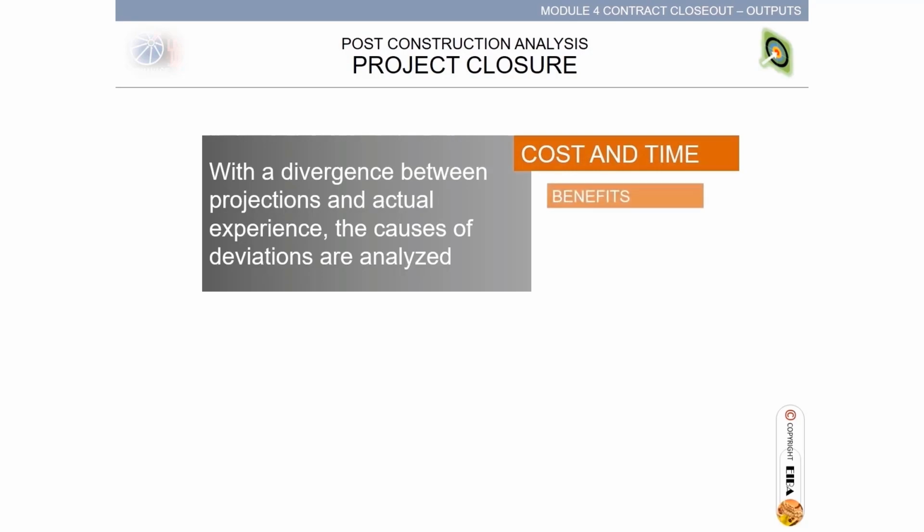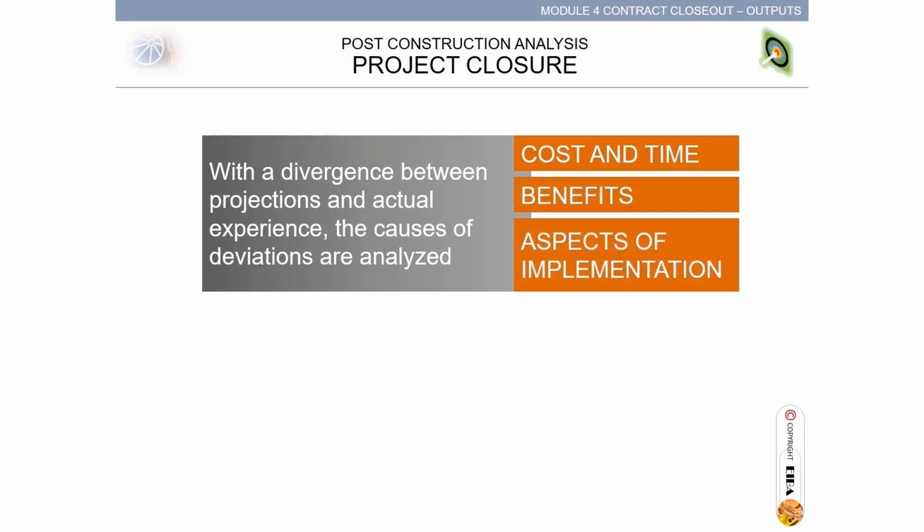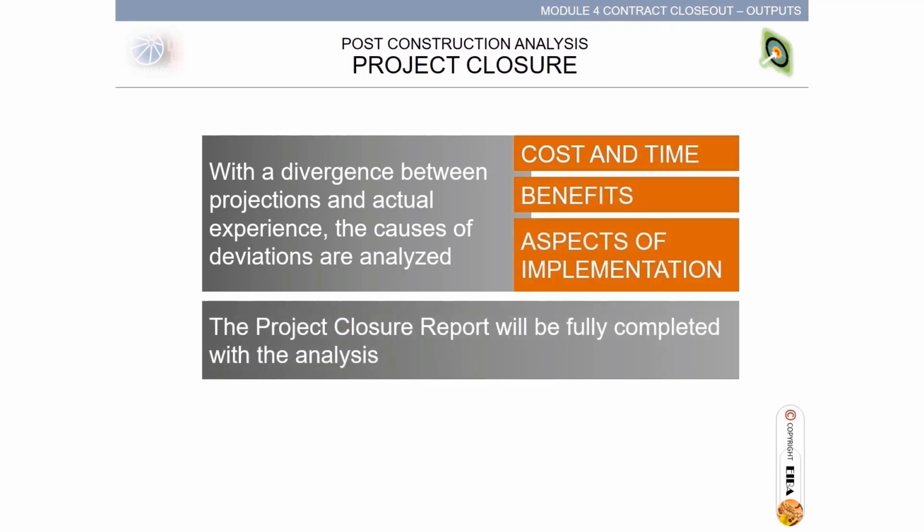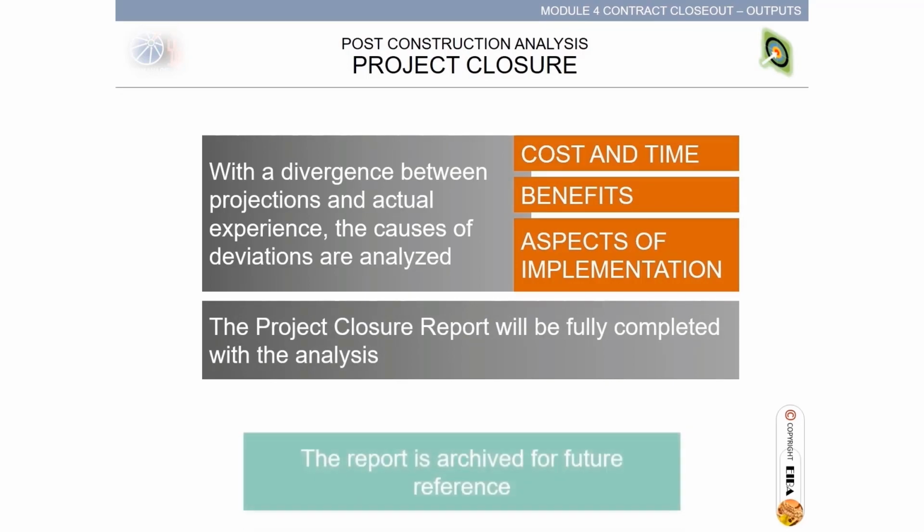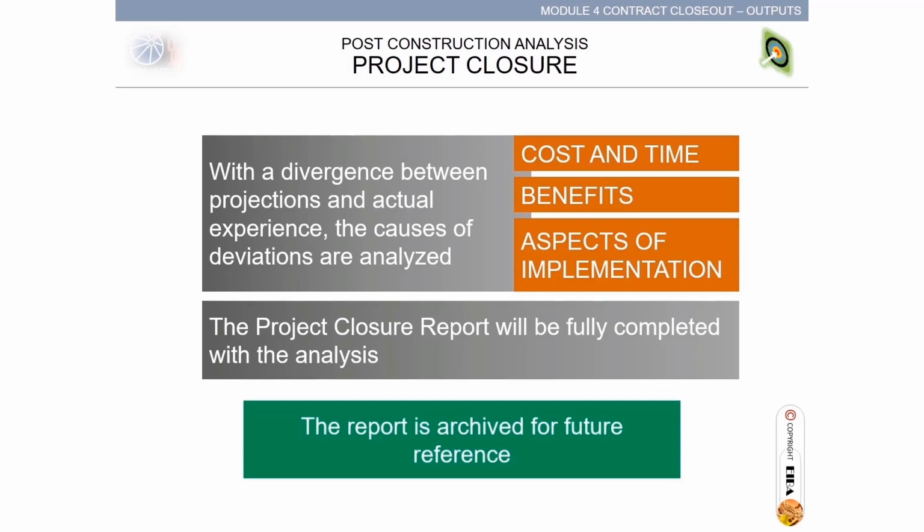With a divergence between projections and actual experience, the causes of deviations are analyzed with respect to cost and time, benefits, aspects of implementation. The project closure report will be fully completed with the analysis. The report is archived for future reference.